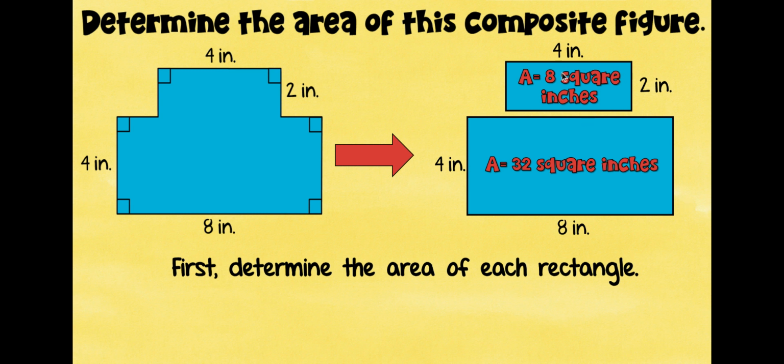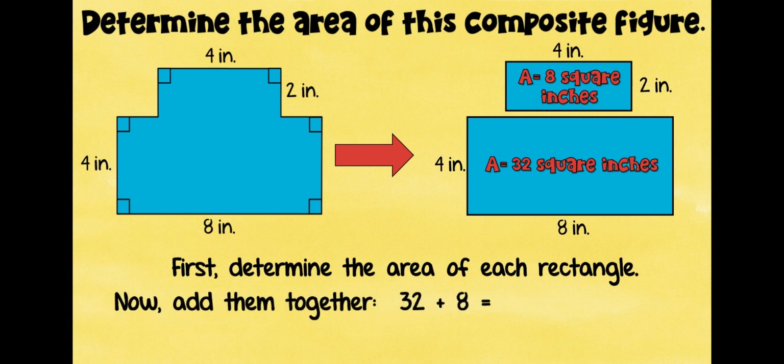So we now have our 2 areas, 8 and 32. So remember, the goal was to find the area of this whole shape put together. So if I want to use these 2 areas to find the bigger area, what do you think I'm going to do with this 32 and this 8? All we have to do is just add them together. 32 plus 8, that would get me my final area of 40 square inches.